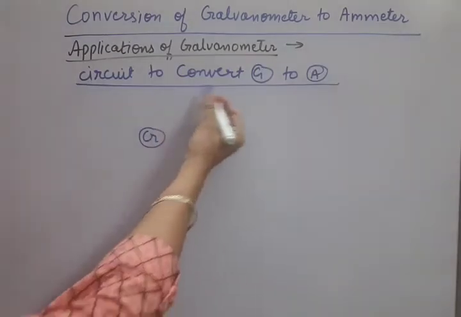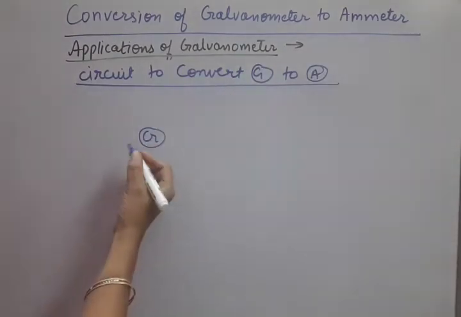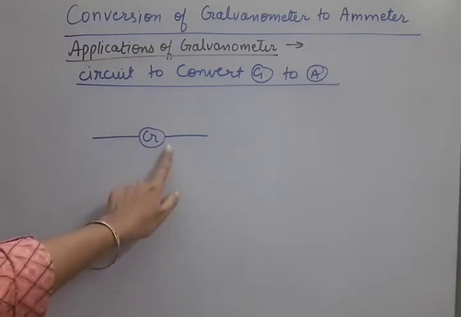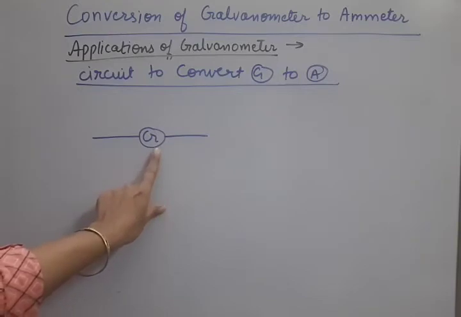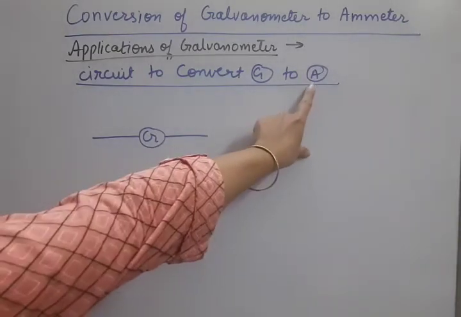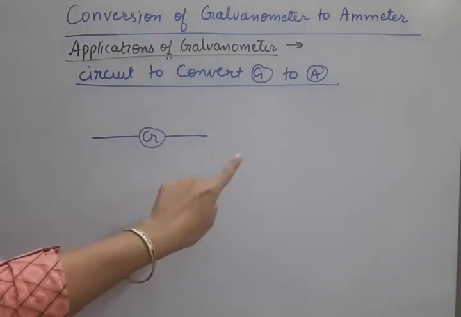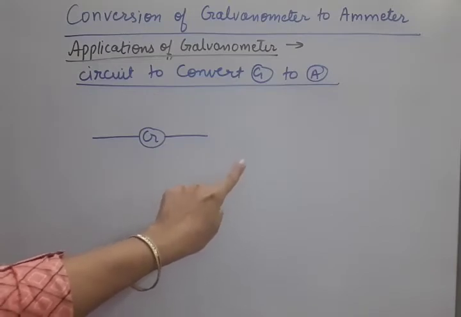Okay, so now let us understand the circuit to convert a galvanometer to an ammeter. See, this is the galvanometer, and I told you that we have to make some modifications in the circuit so that it becomes an ammeter. As we have discussed, the ammeter has 0 resistance, but the galvanometer has some moderate resistance value. So how can we reduce its resistance to 0 or effectively 0?